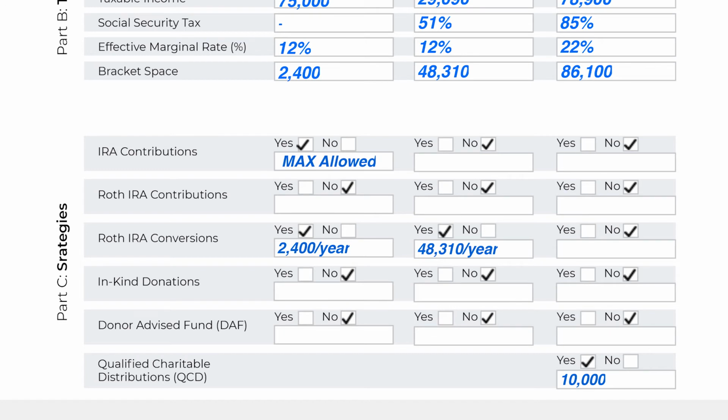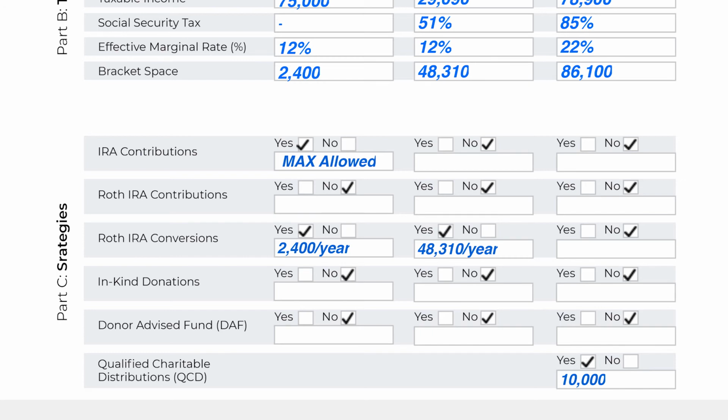Below that, you'll see in-kind donations. For Bill and Janet, it didn't make sense to donate in-kind because they didn't have any brokerage accounts or non-retirement accounts that had appreciated assets inside of them. The same thing is applicable with the donor advised fund. Both of them were employees, not business owners, and they didn't anticipate having a larger than normal income year in any of their tax story.